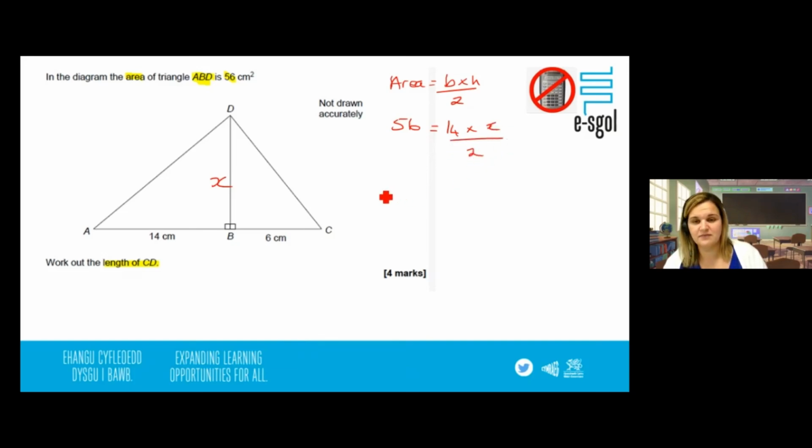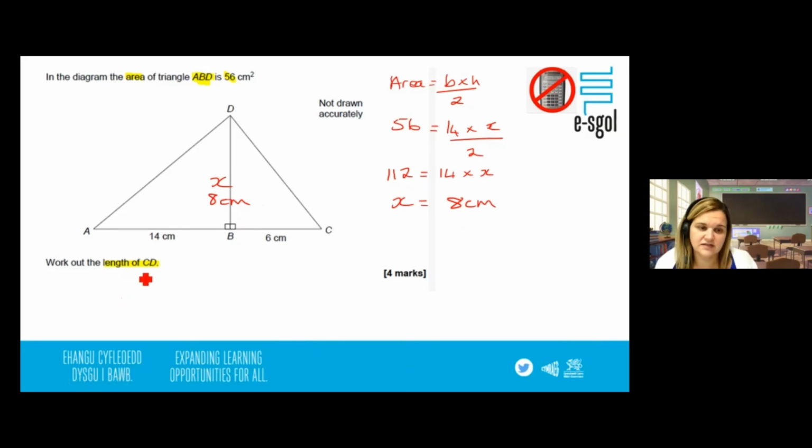Now I'm going to stick to the same method as I did before, where I'm going to double this 56 by doing the same to both sides. So doubling 56 is 112. So 14 times some number is that, and then you can divide both sides by 14 to work out your X, which is the height, to give you a height of 8. Okay, so 8 centimetres here.